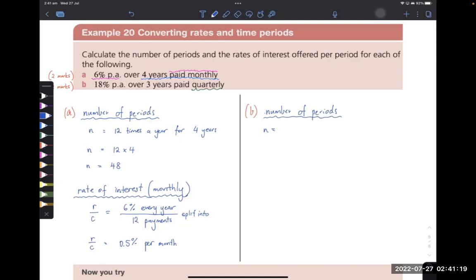4, okay? So this means that every year we're going to get paid 4 times a year for 3 years this time, because we're looking at question part B. Okay, so we're going to go 4 times a year for 3 years. What this means is, in total, we'll get paid 12 times.